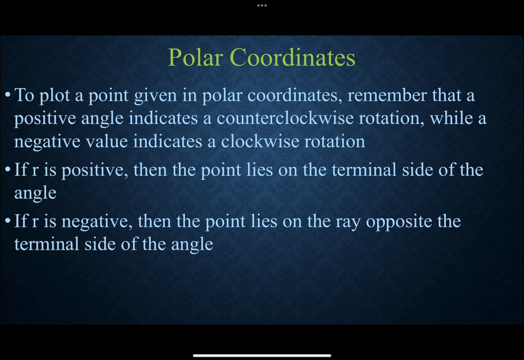So plotting points, positive angles are going counterclockwise, whereas negative angles are going clockwise. R being positive, you get to align the terminal side of the angle. When R is negative, it's on the opposite of the terminal side. We'll kind of get into what that really looks like when I do a couple examples. I'll do one of each scenario. Both of them positive, R positive, theta negative, R negative, theta positive, and then both of them negative, and how that works out.